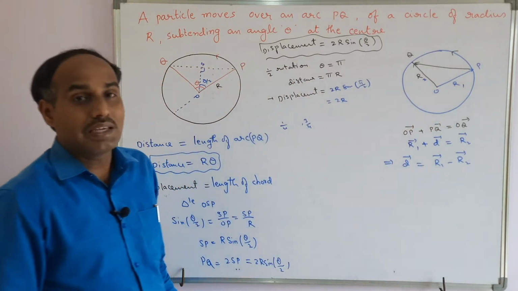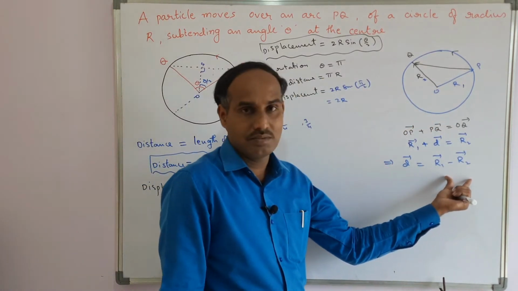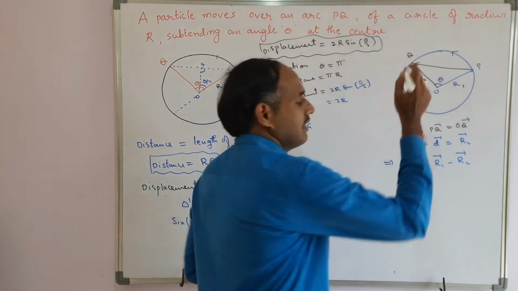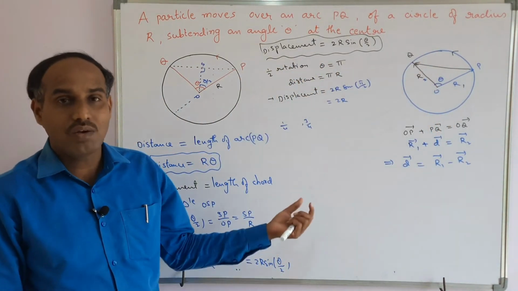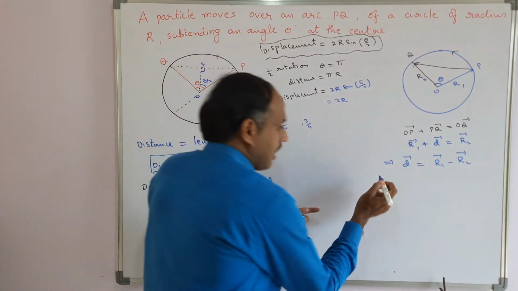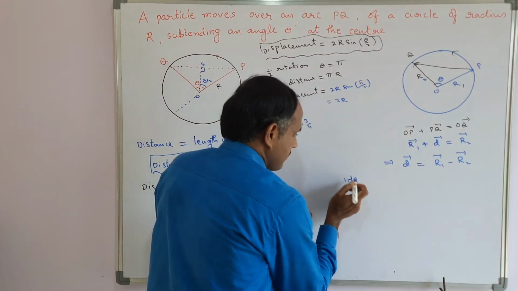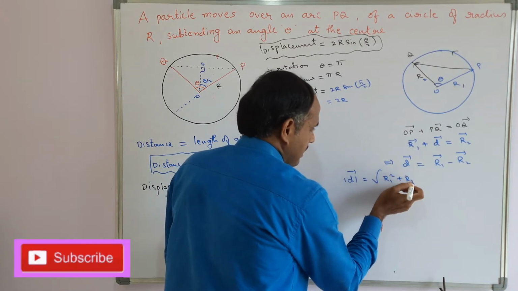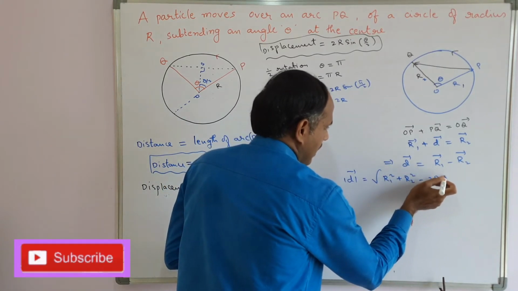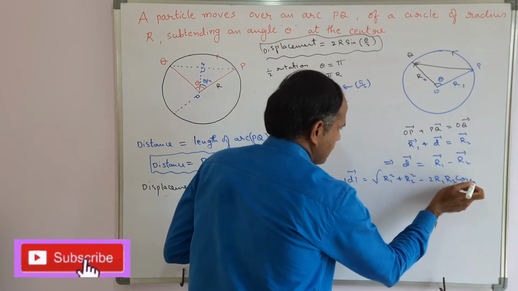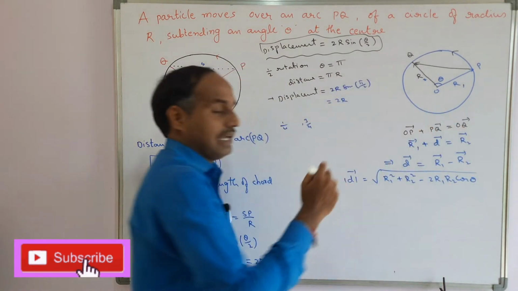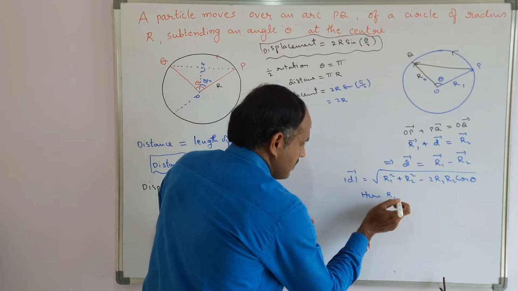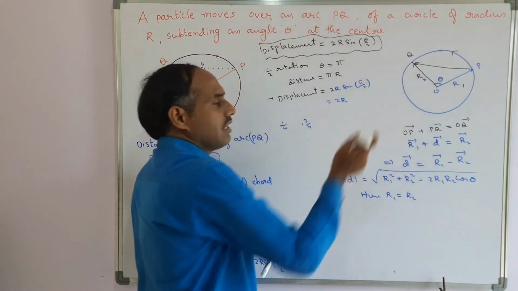So when we are taking the difference of two vectors at a certain angle theta to each other, then the resultant, by using the parallelogram law of vectors, is the square root of R1 square plus R2 square minus 2 R1 R2 cos theta, which we learned in the parallelogram law of vectors, isn't it? But here, R1 is equal to R2. R1 is equal to R2 or not?